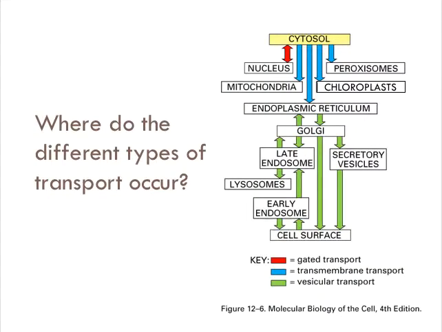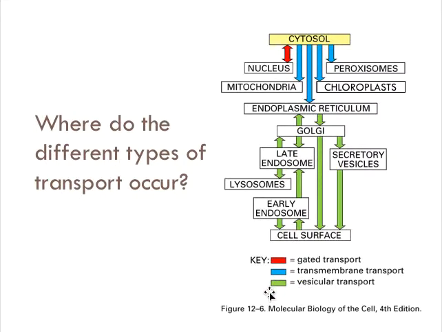Here you can see the different areas that these types of transports occur in and the directionality. So gated transport is a two-way transport between the nucleus and the cytosol. That's the only place that we're going to see gated transport. Transmembrane or translocation is going to occur in a one-way direction from the cytosol into peroxisomes, chloroplasts, the endoplasmic reticulum, and mitochondria.